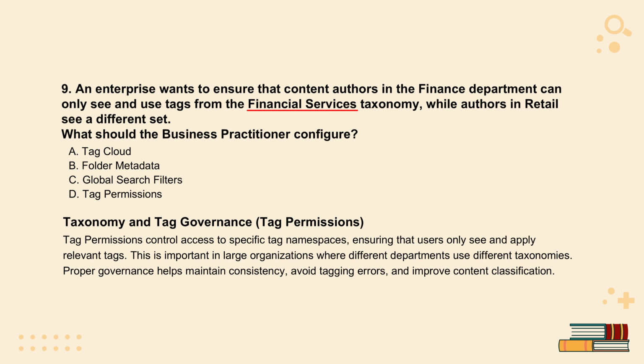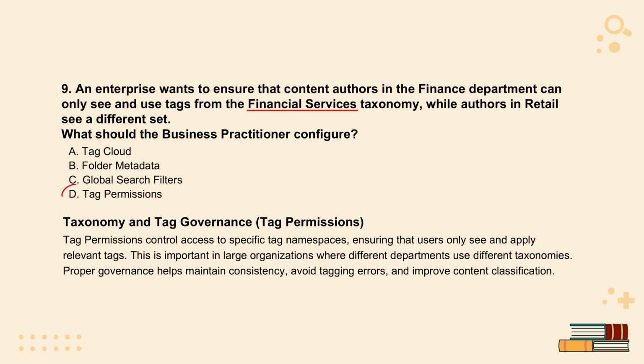Completely. And option A, a tag cloud, is literally just a visual representation of frequently used tags. It does nothing for security. Right. Option B, folder metadata, applies rules to files within a specific folder, but it doesn't govern the global tagging taxonomy itself. So the correct answer just has to be option D, tag permissions, because that's a hard lock. Exactly. By configuring hard permissions, you guarantee that different departments only have the system rights to interact with their relevant taxonomies. It stops that cross-departmental chaos at the root.